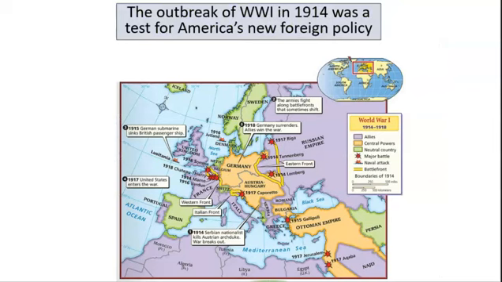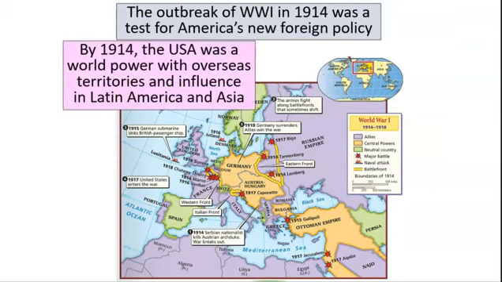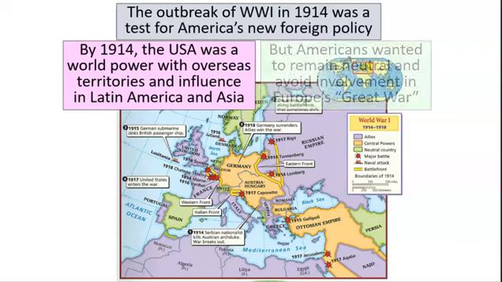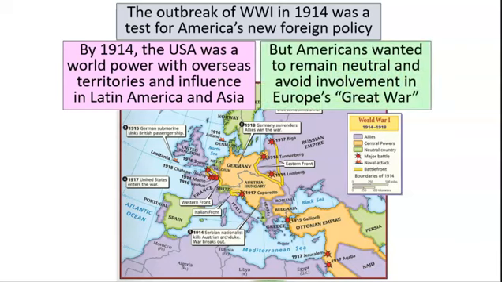Now, when the war breaks out, this becomes a big test for the new U.S. foreign policy. In 1914, we're just coming out of this era of imperialism. We see ourselves now as a world power. We now have overseas territories. We have influence in Latin America with places like the Panama Canal, which has just been completed. We've got the Roosevelt Corollary going on in Latin America and the Open Door Policy in Asia. The thing is, with Europe, we still want to maintain our neutrality.